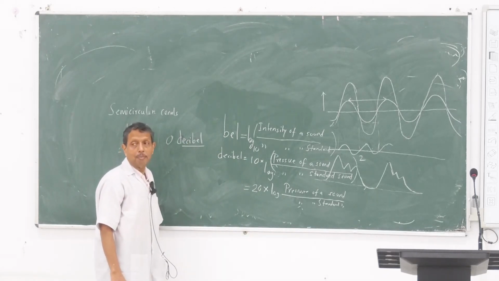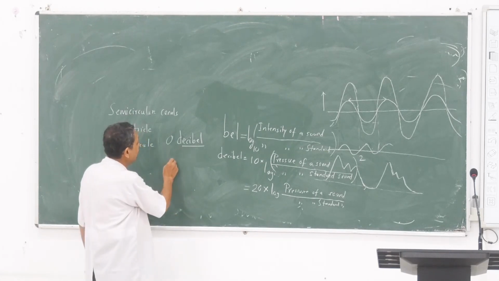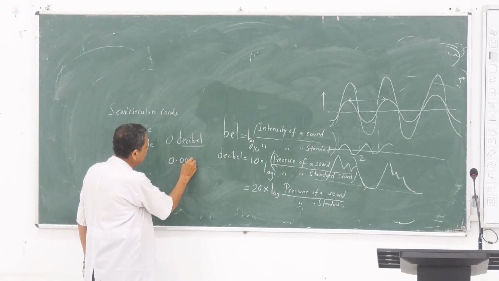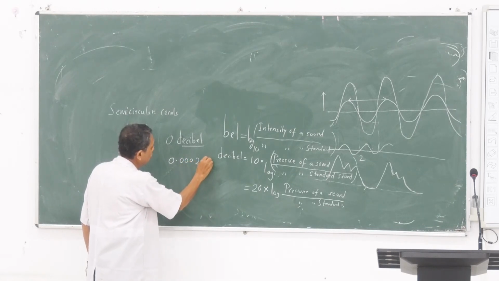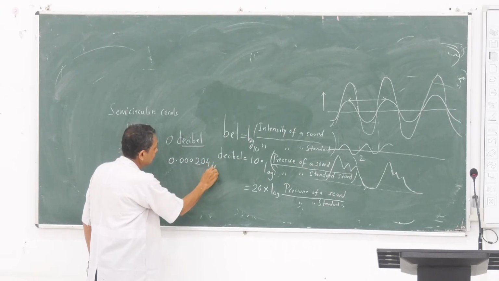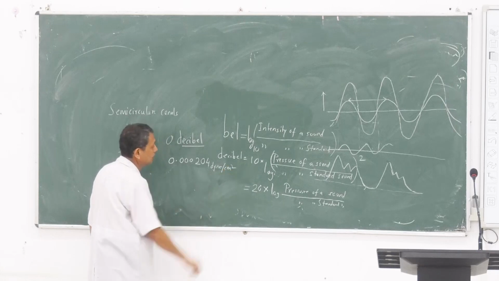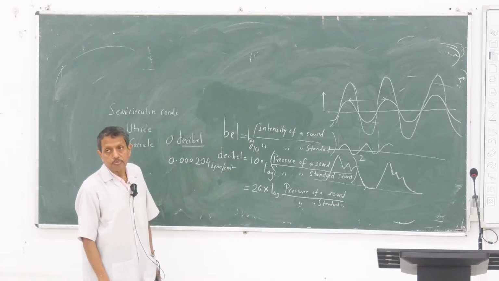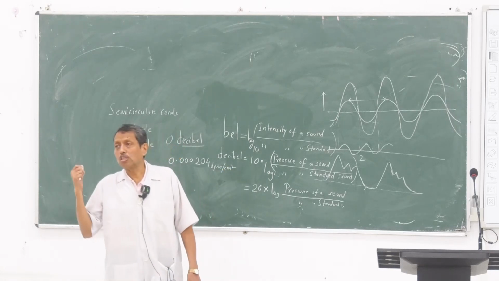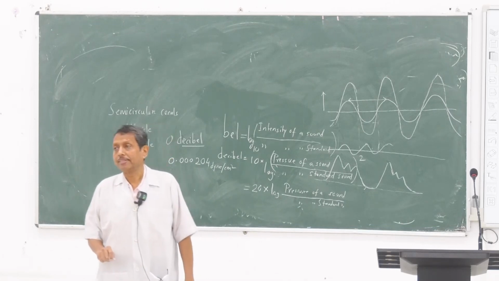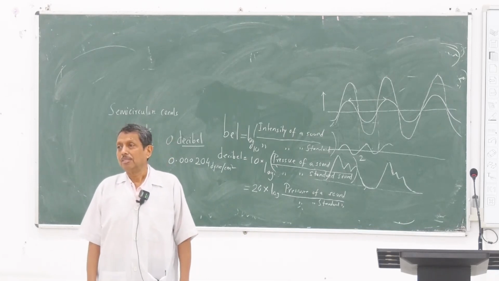The Acoustical Society of America has given this value: 0.000204 dyne per centimeter square. I may have made some mistakes, so check the textbook. Understood? 0 decibel is equal.